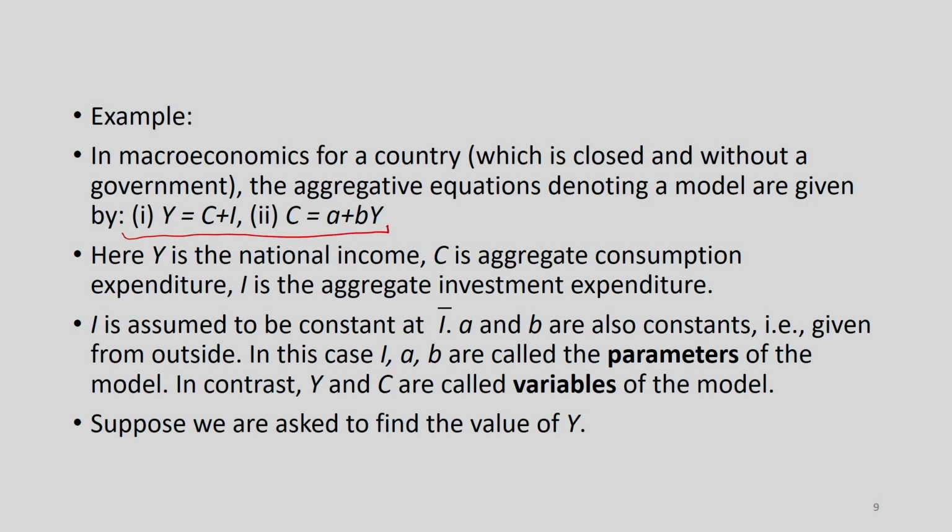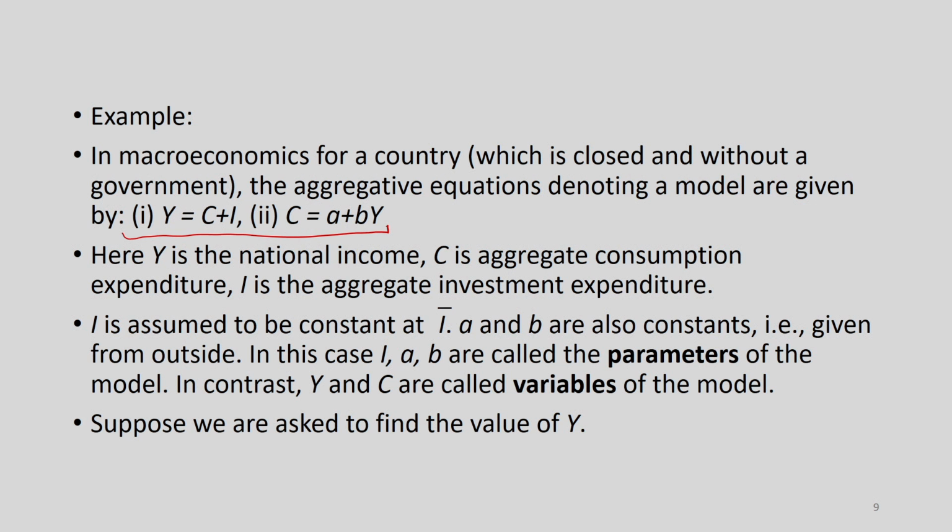In this case, this model is denoting the aggregate income of the country. Y is the national income or the aggregate income, and this is denoted by the first equation, Y = C + I. What is C? C is aggregate consumption expenditure, and what is I? I is the aggregate investment expenditure. And the second equation in the model is giving me the function of C. C = a + bY, small a plus small b multiplied by Y. Y is the same capital Y that we are talking about, which is the national income.